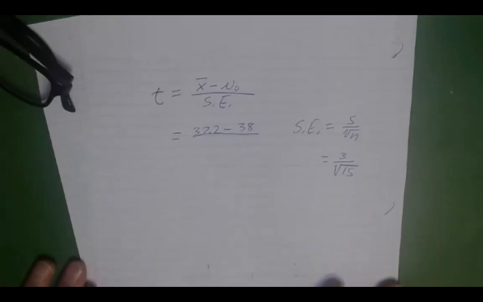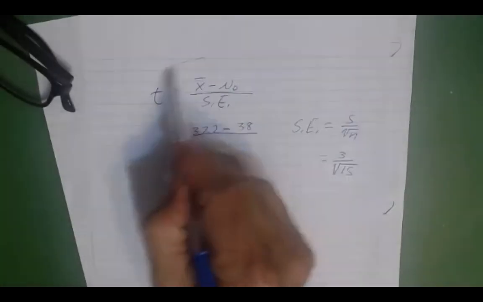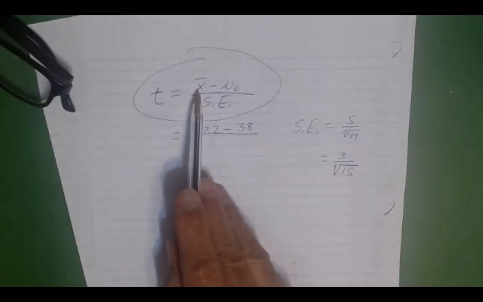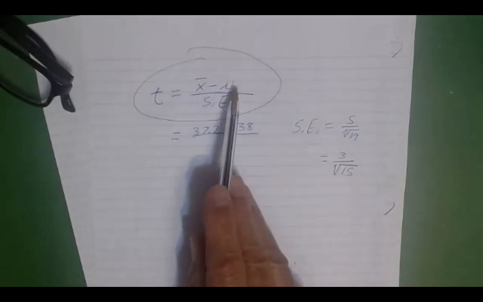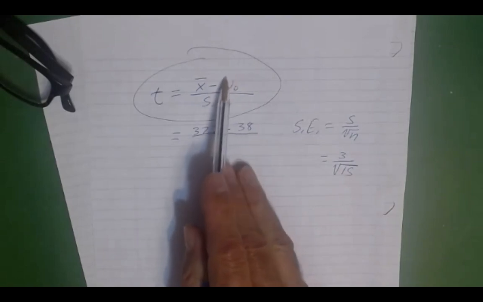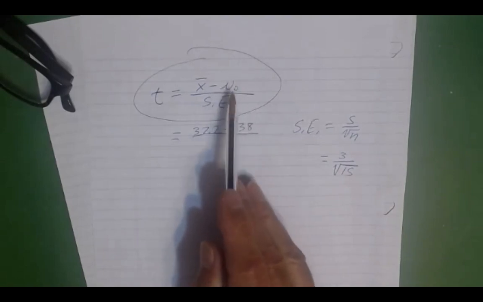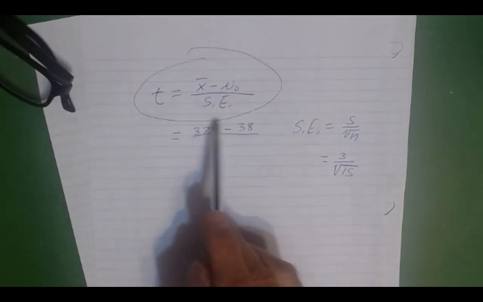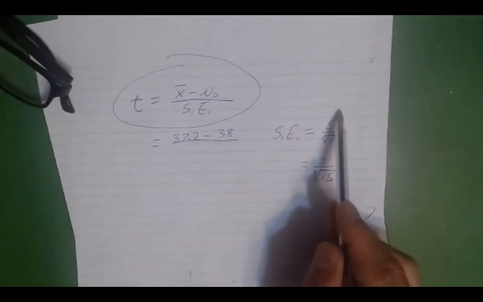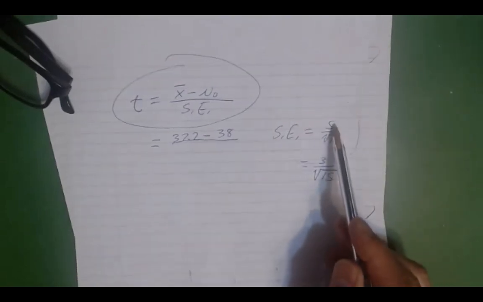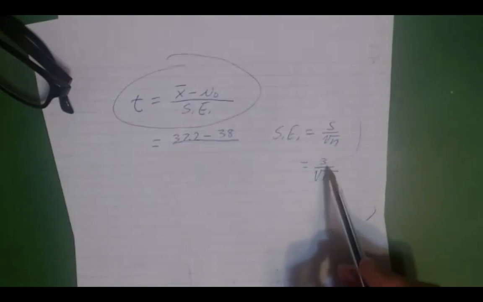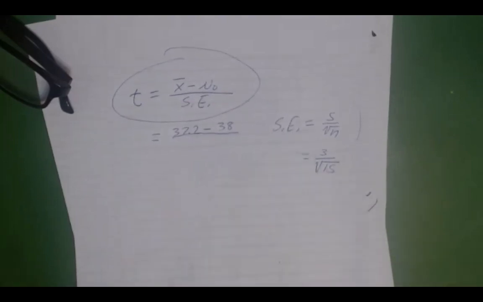And turn it. Okay, so here's our test statistic: the sample mean minus the proposed population mean that we're testing, divided by the standard error. The standard error is the sample standard deviation divided by the square root of n. That's 3 over the square root of 15.